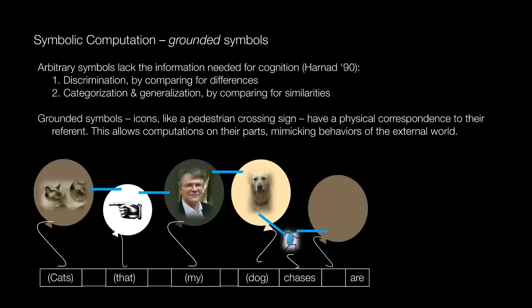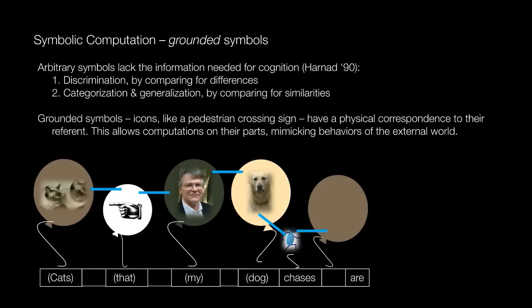Now, if you take seriously the grounded symbols, then you're doing computations on these representations. And that allows you to do two things that Harnad pointed out a long time ago are critical for cognition. You have to be able to compare two representations and distinguish between them, or you compare them and look for similarities. That lets you do discrimination on the one hand, and categorization and generalization on the other. So that you have this idea of dog independent of any particular dog. Without that, you can't do cognition.